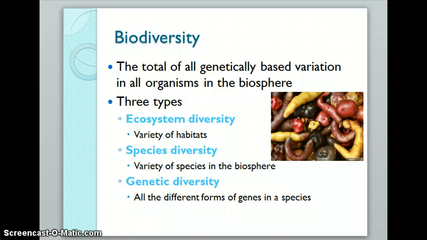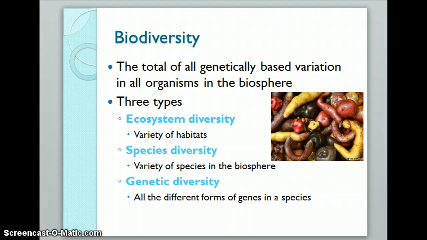There are three types of biodiversity: species diversity, ecosystem diversity, and genetic diversity. Ecosystem diversity has to do with a variety of habitats. Species diversity refers to the number of different species in the biosphere. Remember, a species can be defined as organisms that are able to mate and reproduce fertile offspring. Genetic variety refers to variety within a species.